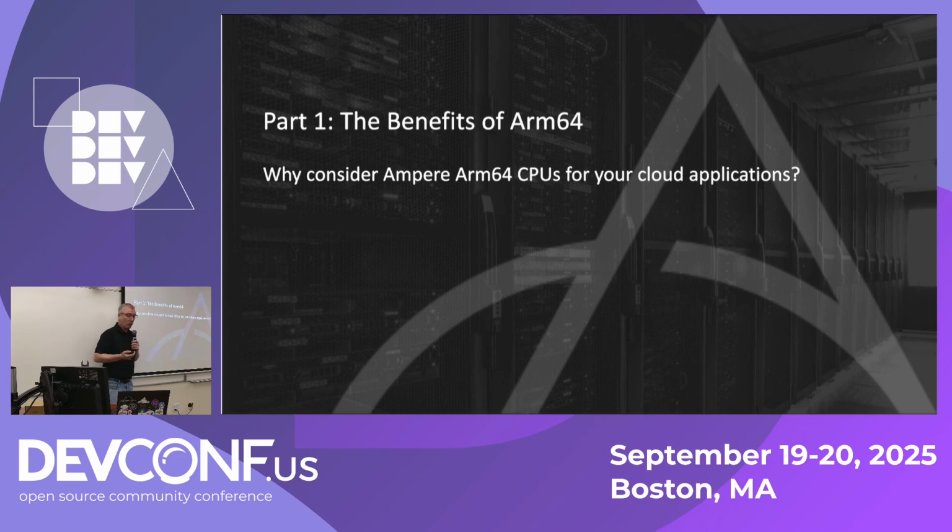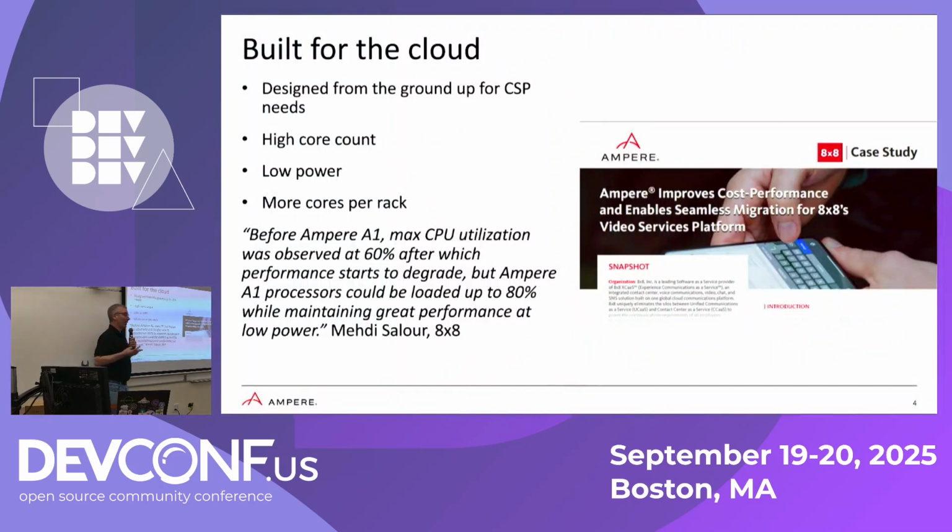Okay, so why would you even consider using Ampere Arm64 CPUs? We're not the default, right? Everything you're going to run out of the box is going to be x86. So it's a change that you have to make. Change typically in people's minds means risk. So why should you even consider using this? Well, there are three main reasons.